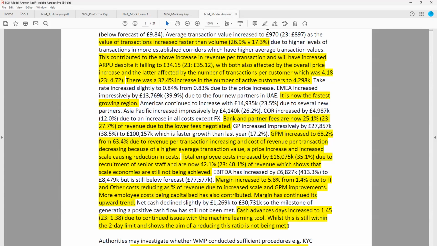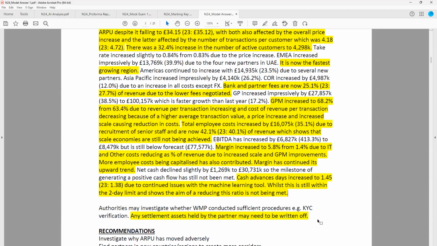And you can see that there, in the conclusions, we just had the point that net cash has declined and the number. Whereas in the exec summary, I've added a point explaining about the days that's increased because of the machine learning tool. It's within the limit that presumably the directors have set, but this is increasing. The aim of reducing it is not being met. And with the partner, added on an additional point here.